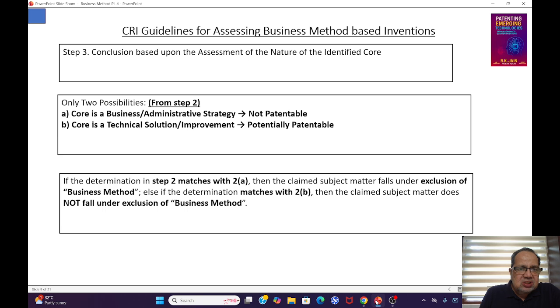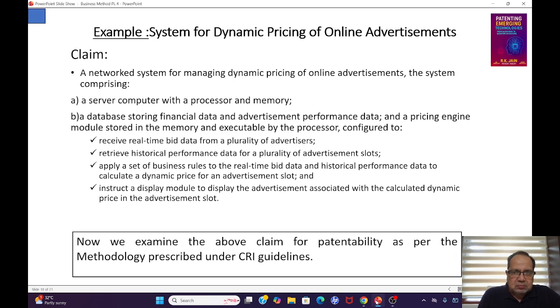So this is the way that a business method invention is identified, and through this methodology, when we are drafting a claim, we could ourselves determine whether it would withstand the scrutiny of the patent office or not. Now we'll take a real example of a business method based invention.